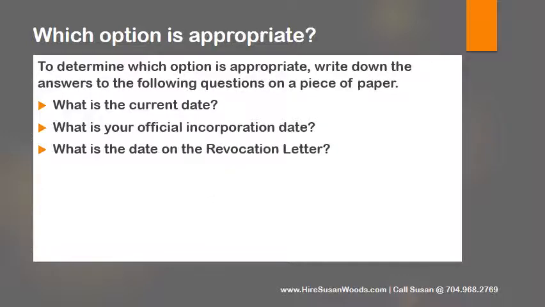Next, what is the date on the revocation letter? The revocation letter is a letter that you received from the IRS saying that your nonprofit organization was automatically revoked, or the status of your 501c3 was automatically revoked on a certain date. It will be in the top right corner of that letter. It will also be in the body of the letter. Please write that date down. The date on your revocation letter that shows the date in which your 501c3 status was revoked.